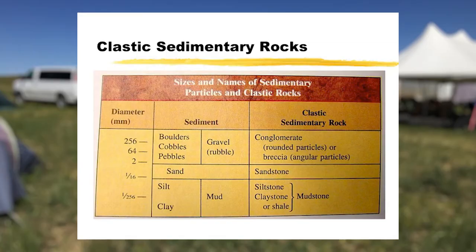And then if you have particles larger than 2 millimeters, up to 64 millimeters, that'd be about 6 centimeters, that would be pebbles, and 6 centimeters to 25 centimeters, that would be cobbles. Anything over 25 centimeters, that's about a foot, that would be a boulder. So we say we have a boulder conglomerate, a cobble conglomerate, a pebble conglomerate, a sandstone, a siltstone, and a claystone over on this side. Those are the names of those rocks. So it's pretty obvious. There's nothing that's not easy to pick up on that.